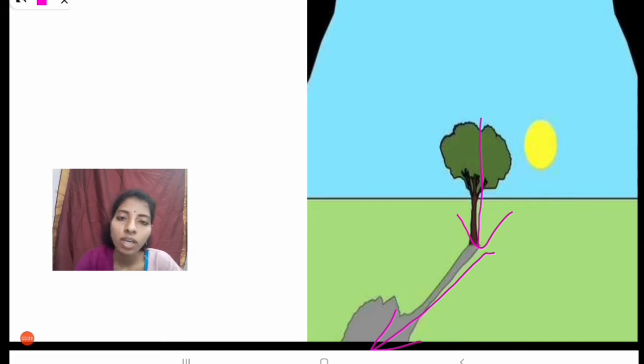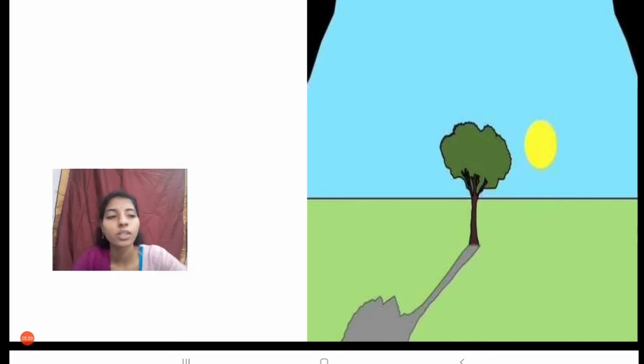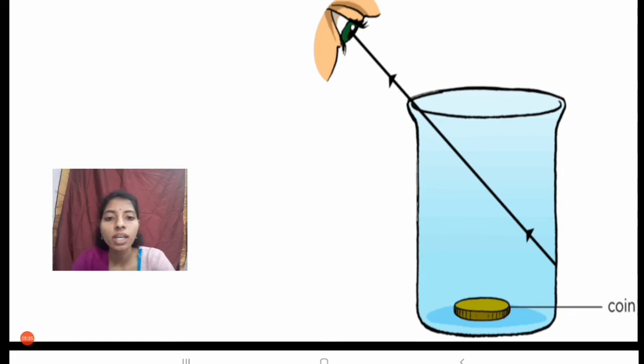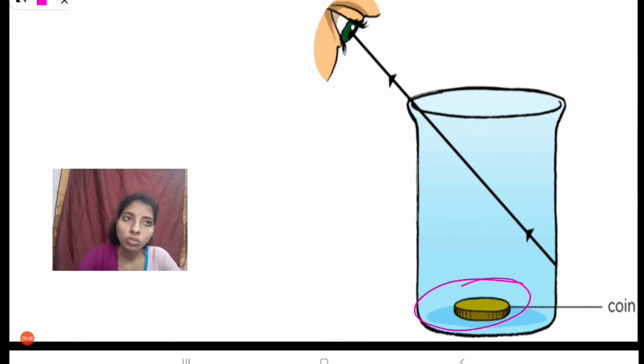Okay, so when any object is facing towards the sun or any light, then the bending of the light takes place. That is known as refraction of the light. So here I will give you one more example to understand more about refraction of light. First of all, we have to take one empty vessel. In that empty vessel, keep one coin. Move away from the coin, okay, until you don't see the coin.